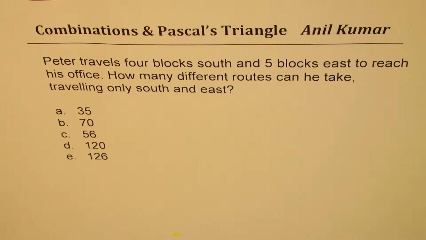Question here is, Peter travels 4 blocks south and 5 blocks east to reach his office. How many different routes can he take, traveling only south and east, right? 5 choices are given to you. You can pause the video, answer the question, and then look into my solutions.